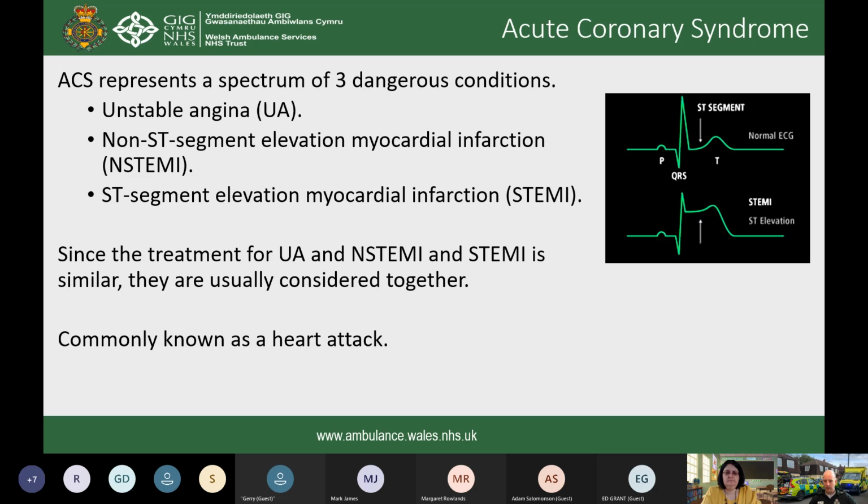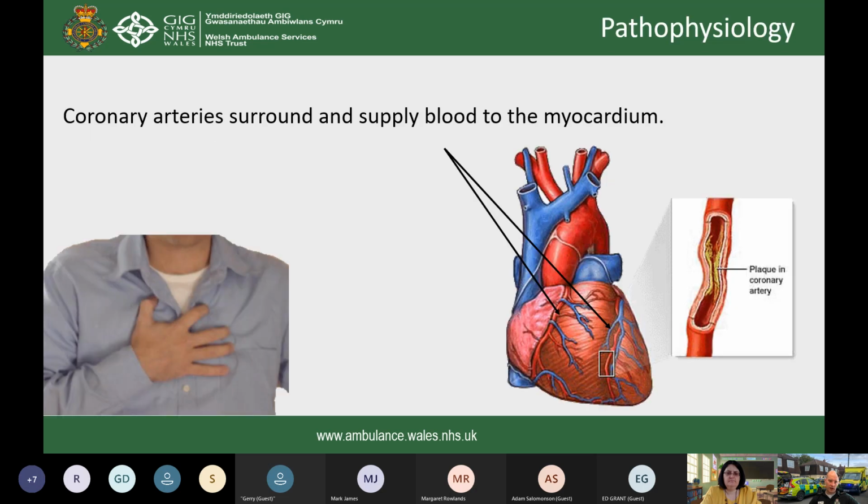Non-STEMI just means there's no elevation. So sometimes you won't see the blockage through the electrical activity. That's why they have to go and have bloods to look at enzymes and see if there's damage to the heart that way. Normally patients with diabetes, and unfortunately it's more common in females, don't know why, but it is. Females and people with diabetes will normally have a non-STEMI, where you don't see the elevation on the ECG, or commonly known as a heart attack.